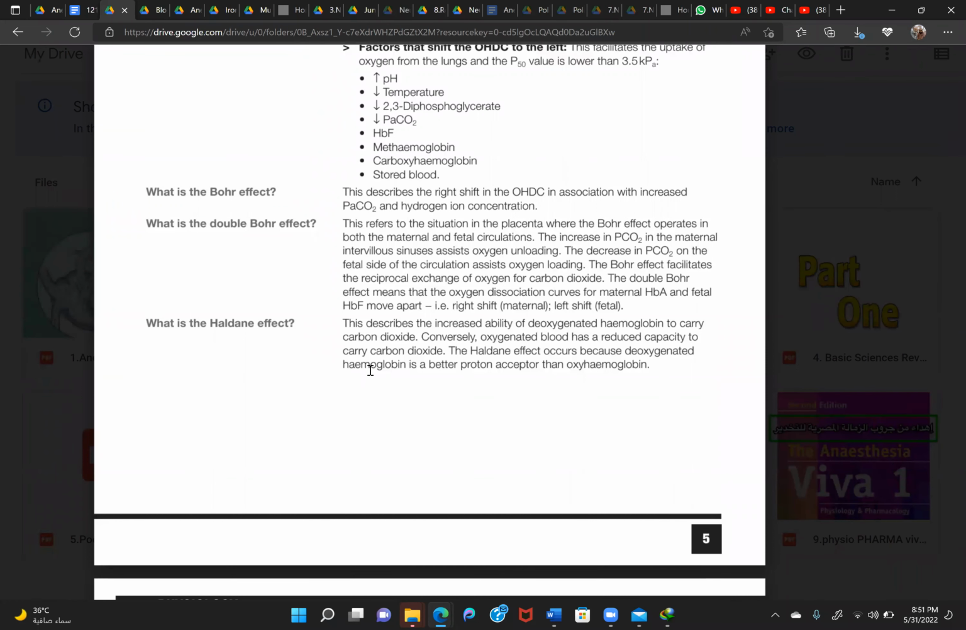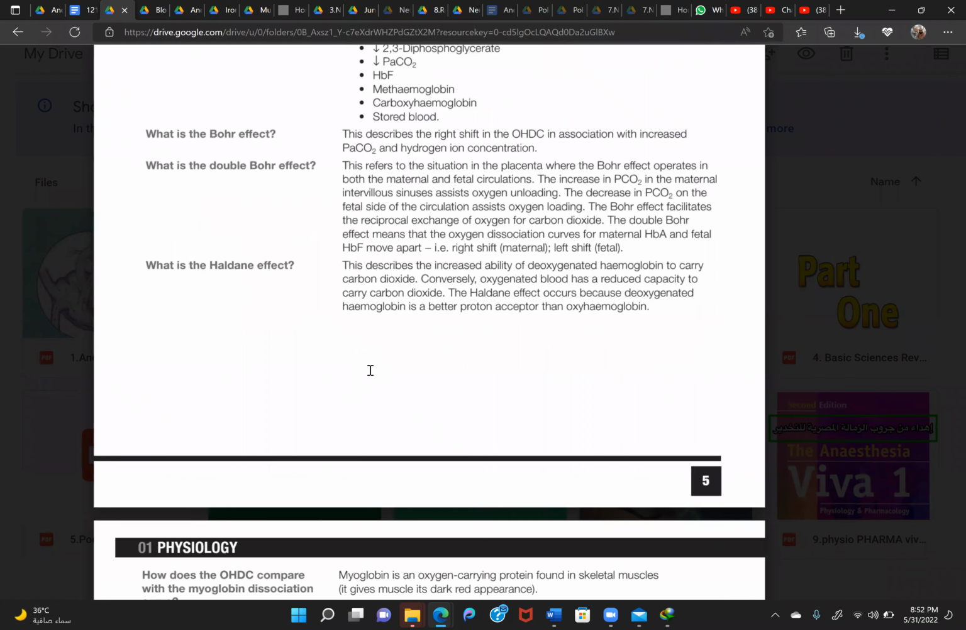And O2 is being used already. So deoxygenated hemoglobin has increased affinity for oxygen and less affinity for carbon dioxide, basically, in a nutshell. Okay. So this is another thing.